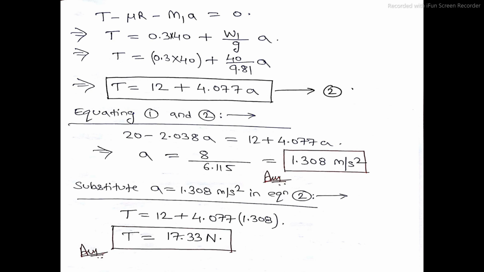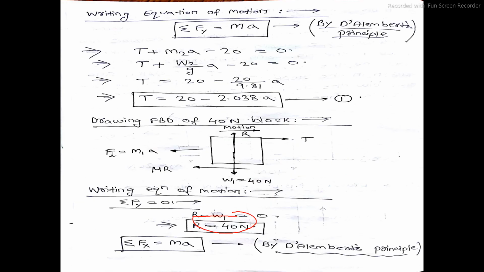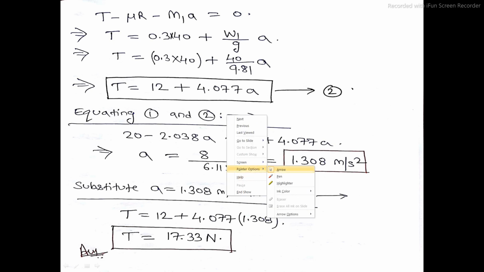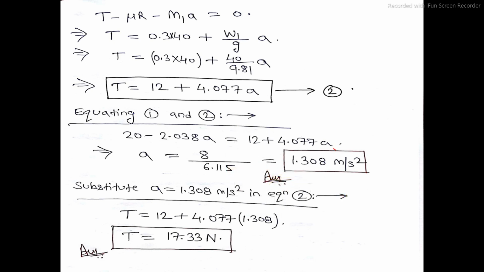We have two equations and two unknowns, that is T and A. So just solve equation number 1 and equation number 2. You will get the values of the two unknowns, that is the acceleration of the entire system and the tension present in the rope. Once you solve them, finally you will get the acceleration of the complete system as 1.308 meter per second square, and the tension exerted by the rope or string is 17.33 Newton.